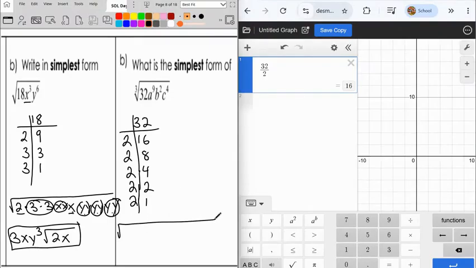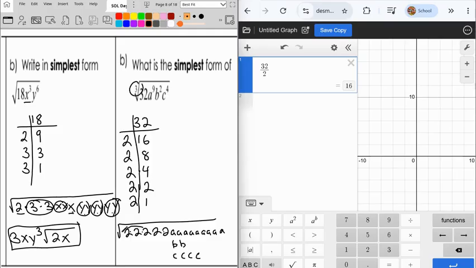Under the radical, we have 1, 2, 3, 4, 5 2's. And we have 9 A's. 1, 2, 3, 4, 5, 6, 7, 8, 9. 2 B's and 4 C's. And now we're doing groups of 3 again.